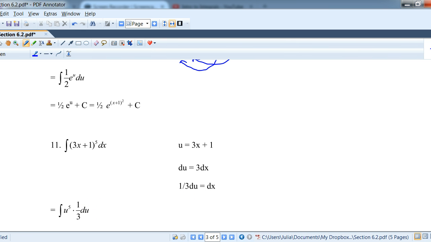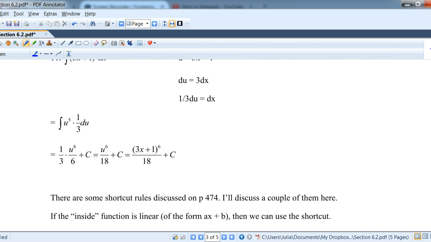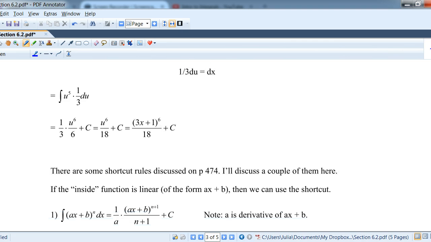So I'm attaching it at the end. And so again, 1/3 comes out, and it becomes u to the 6 over 6. So it becomes u to the 6 over 18. And then we substitute back to get the final answer. And now, these are some kind of interesting shortcuts. So you'll notice it's really the same kind of idea.